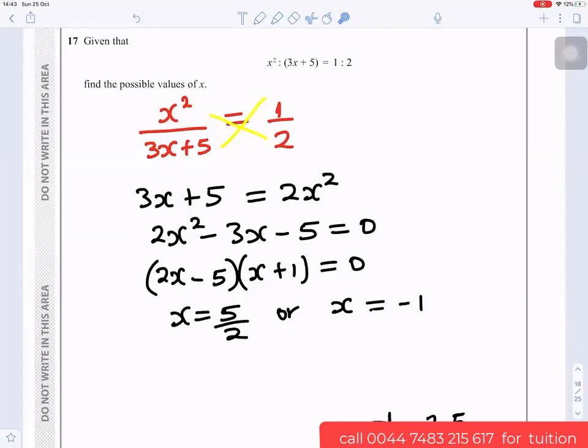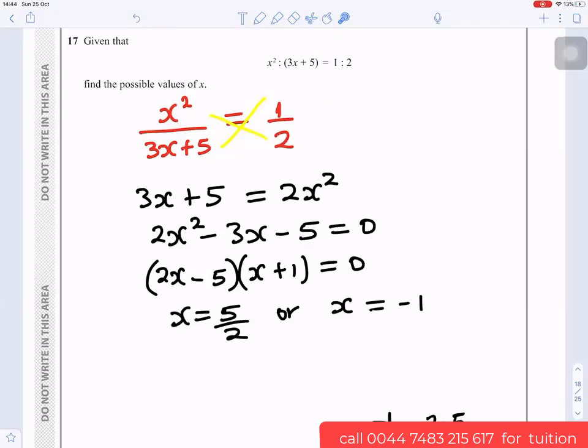Question number 17. Given that x squared is to 3x plus 5 equals to 1 is to 2, find the possible values of x. The key thing here is that equal to. The left side is equal to the right side. So if you write the left side as a fraction, it will be equal to the right side written as the similar fraction. So on the left side, x squared divided by 3x plus 5, that should be similar to 1 divided by 2 because it says they are equal.